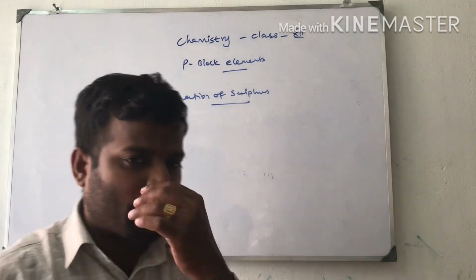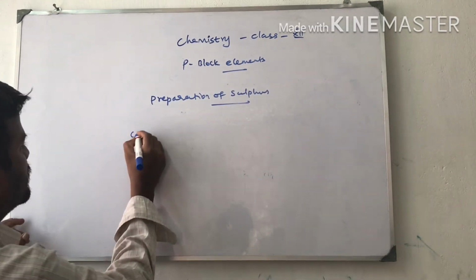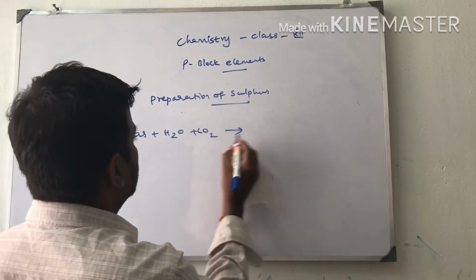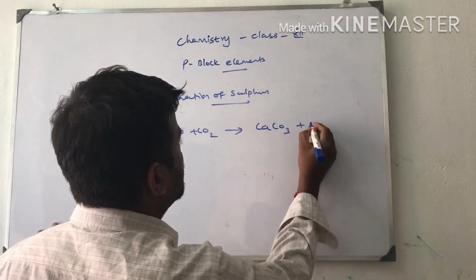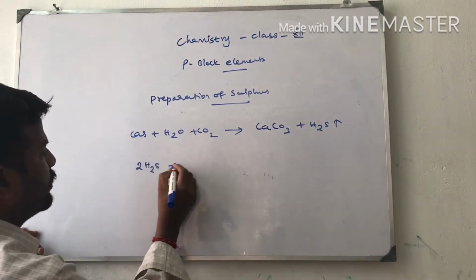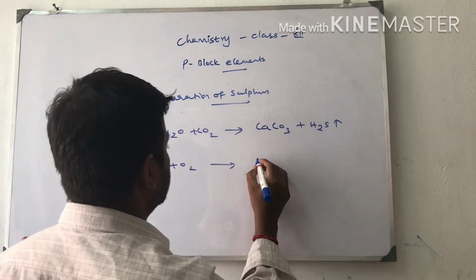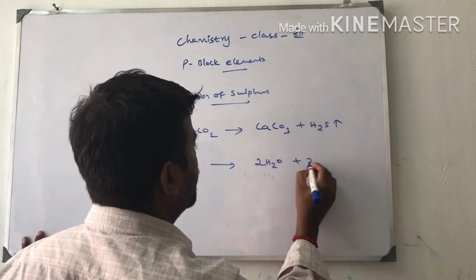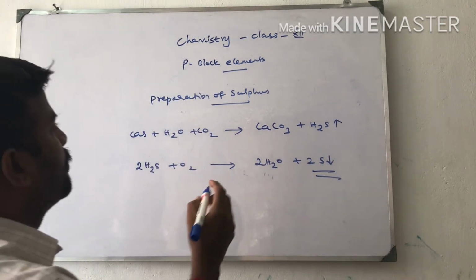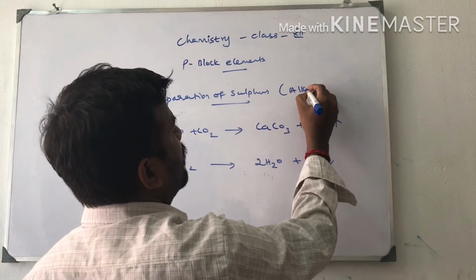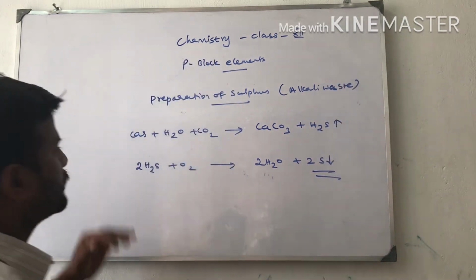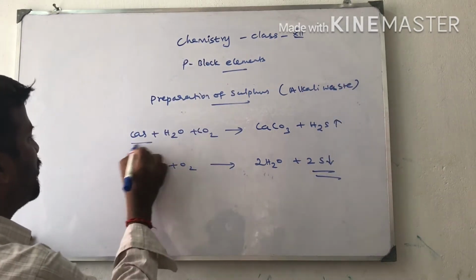Sulfur is extracted from the alkali waste. Let us take calcium sulfate, react with water plus oxygen, it will produce carbon dioxide, it will produce calcium carbonate plus H2S gas. This H2S gas again reacts with oxygen, it will produce H2O plus sulfur, sulfur precipitate. So this is the first method, preparation of sulfur from alkali waste, like calcium sulfate, magnesium sulfate, all are alkali waste.